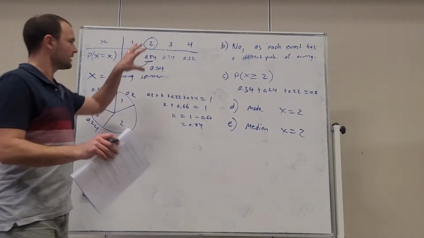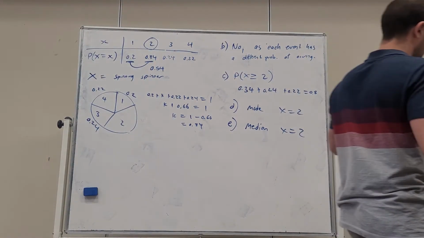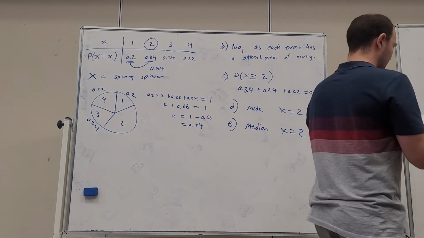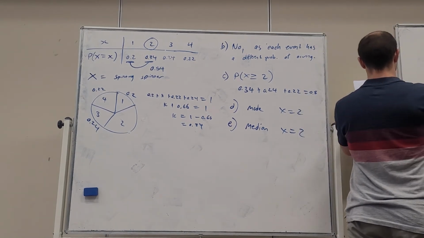So this is a discrete probability table. Now I've got a discrete probability function.